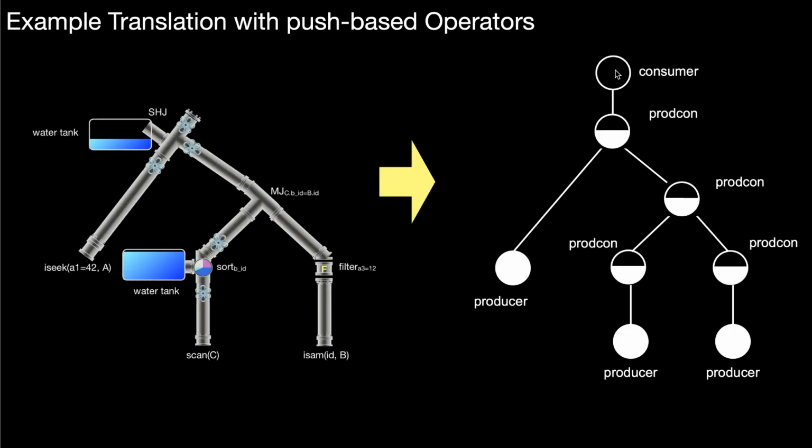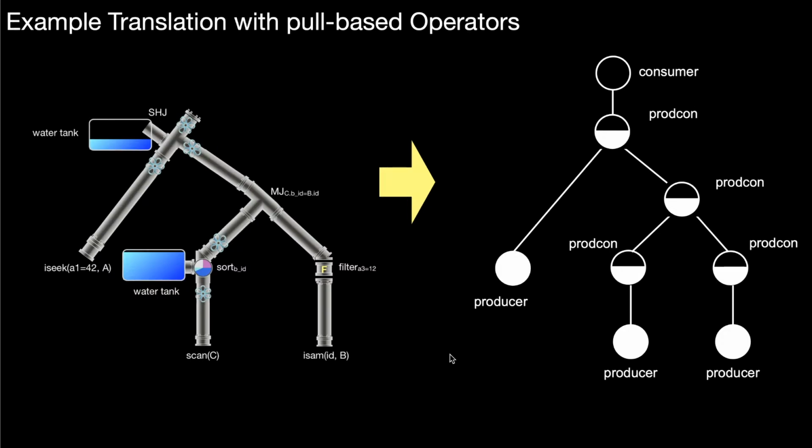Eventually, on top of that, there's someone that does not produce data, just consumes the data that is produced by that tree of operators. Recall this topmost operator, the simple hash join in the actual plan. That's this prodcon, consuming and producing. But on top of that, I created another artificial consumer that receives all the data produced by this topmost operator. And that's how it looks for push-based operators.